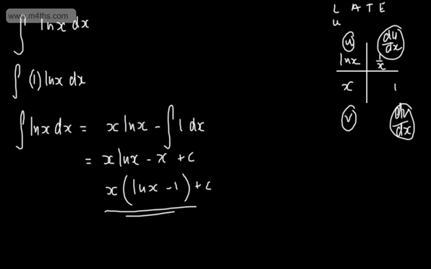Okay, let's finally finish with a bit of a quirk. Let's look at something that's a bit nasty. Let's say we've got the integral of e to the x cos x. Using my LATE, logs, algebraic, trigonometric, exponential, I've got a choice. My trig term is going to be the u, and the exponential will be dv dx.